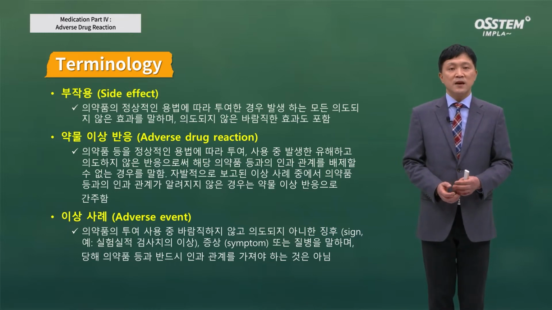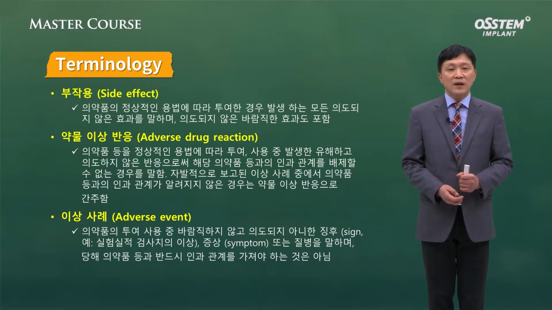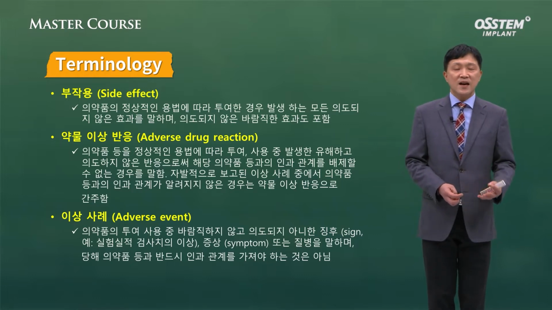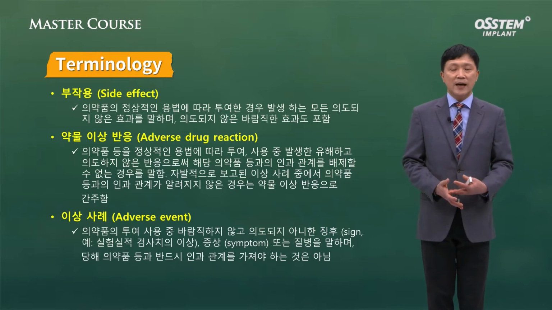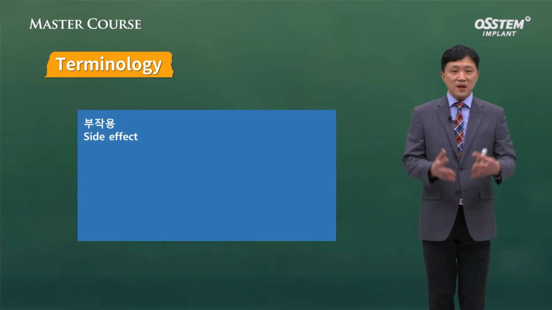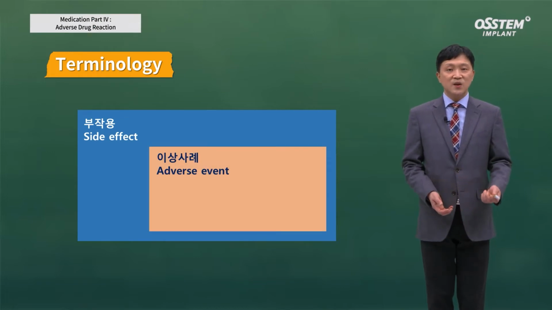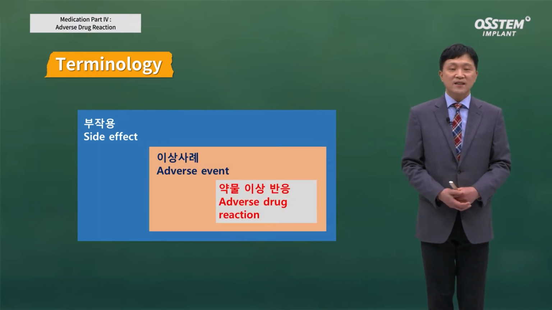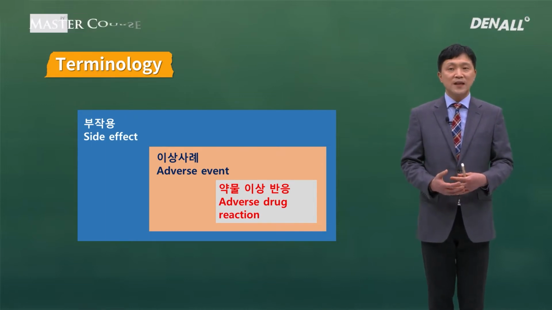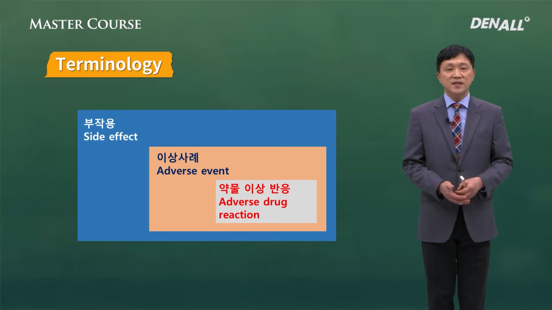Next, adverse events, which are undesirable and unintended signs or diseases that occur during the use of a drug, and the causality doesn't have to be established. These are the events that occur during the use of a drug. If you look at the scope of the meaning, side effects have the broadest scope, followed by adverse events, and the adverse drug reactions are a subset of adverse events. Adverse drug reactions are reactions that are adverse and related to the use of a drug.